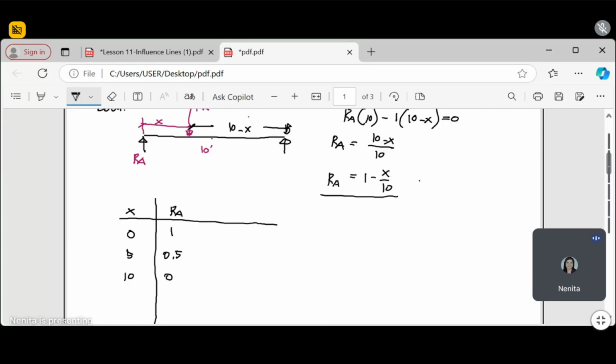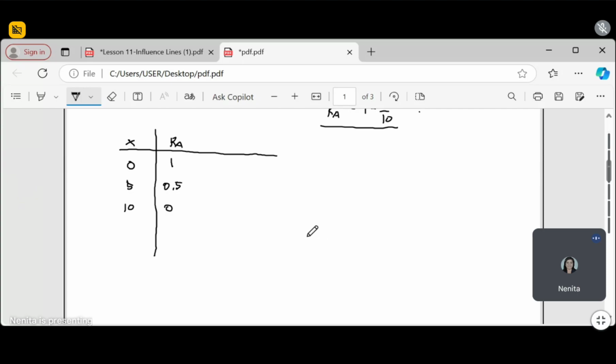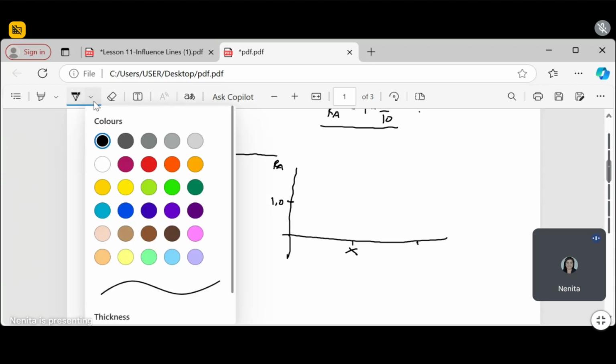Then this time, we are going to plot. Ipa-plot na natin. Sa ating plotting, butang lang natin si x. Hindi kinahanglan siya ay scale. Let's say, kini ang ating x, kanang ating R sub A. So therefore, at x equals 0, pilang ating R sub A? 1, di ba? Let's say this is 1. At x equals 5, let's say this is 0.5. This is 10. At x equals 5, ang R sub A natin ay 0.5. Okay, so lagyan natin siya ng 0.5.